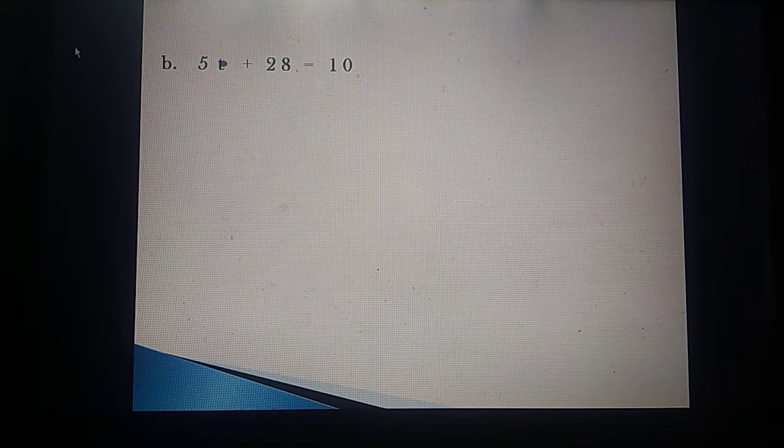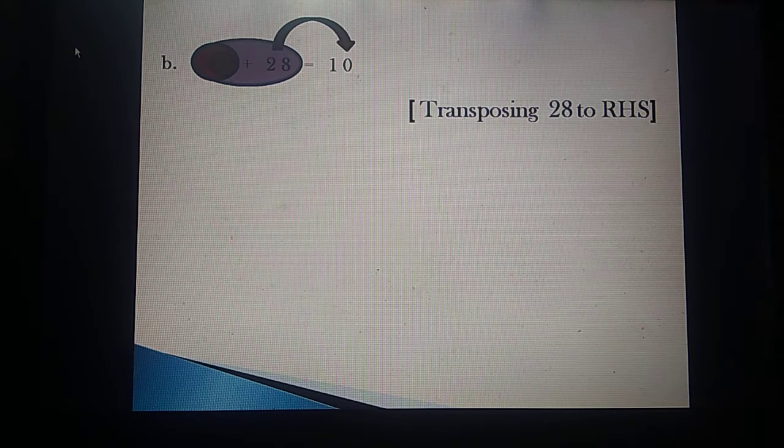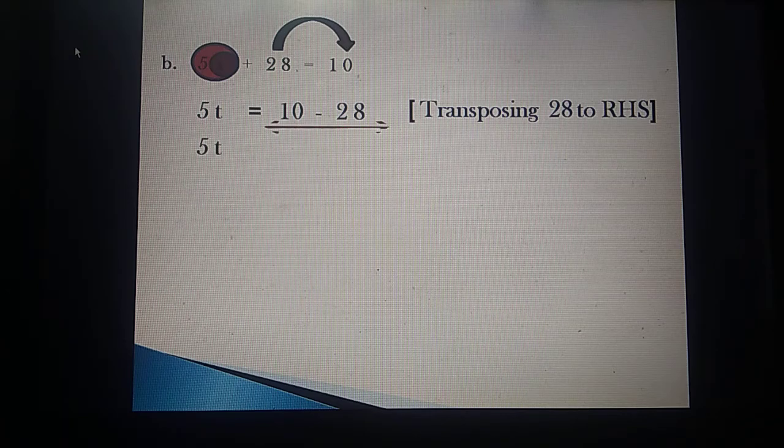Moving to the next sum. Again start highlighting, starting from the variable to the constant. Outermost is 28. Shift 28 first. It means we are transposing 28 to the RHS. The leftover will come as it is, RHS as it is. The new shifting is minus 28. It was given as plus 28. Right now we will use it as minus 28 after transposing. Solve the right part. You will get minus 18.